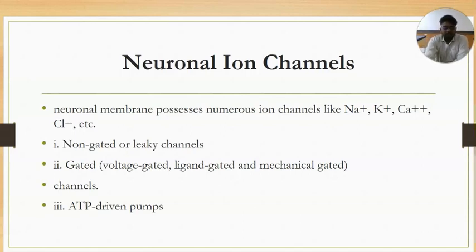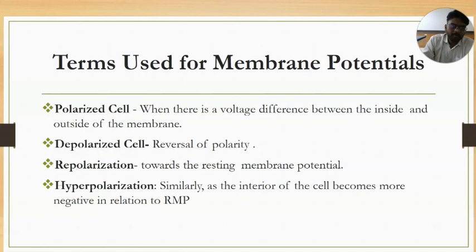Then again, some channels are voltage gated channels, right? So voltage gated channels means what? The gates of these channels open when there is a change in the voltage. Some channels are ligand gated channels, that is, attachment of some chemical to the receptors, and then only this channel will open. Some are ATP driven pumps. Because of the interaction of these channels, there is a movement of ions across the membrane. That's why there is a reversal of polarity or change in the resting membrane potential, which is short lasting, and which is again responsible for generation of the action potential, right?